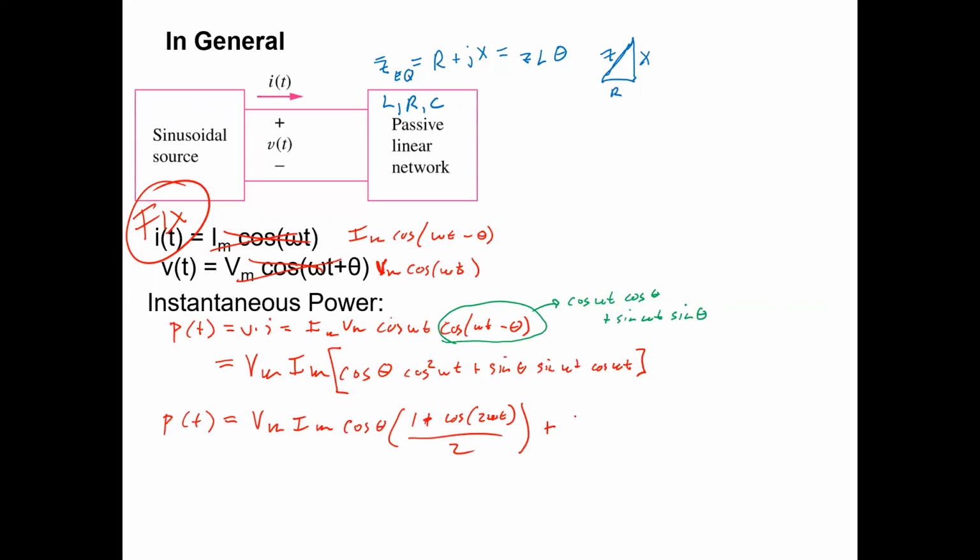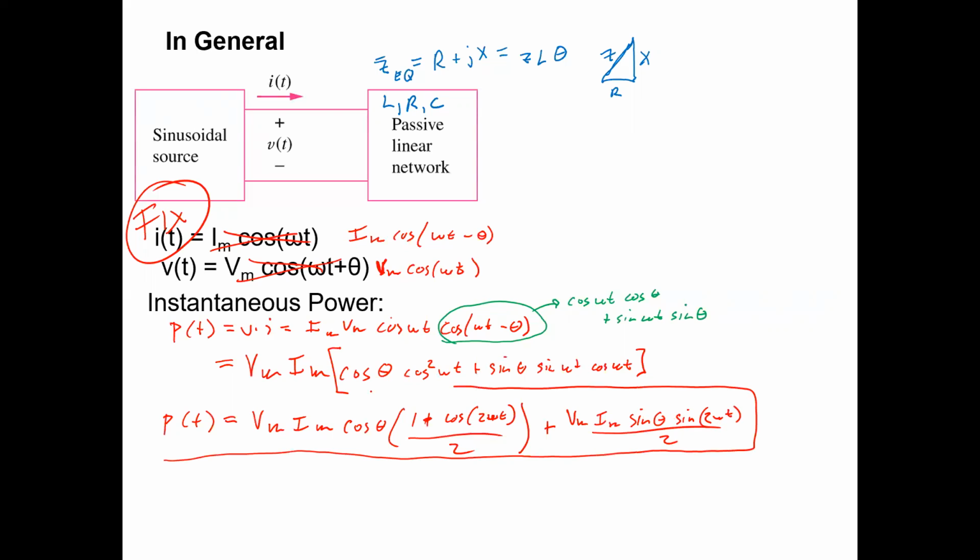plus VMIM sine of theta times sine of 2 omega t over 2. Ollie, you're on the roll there, good. And this is actually a good thing to study because it's a mess, but we can pick out some interesting terms from there. Since we're running short on time, I'm just going to write this down really fast and we'll pick it up next time.